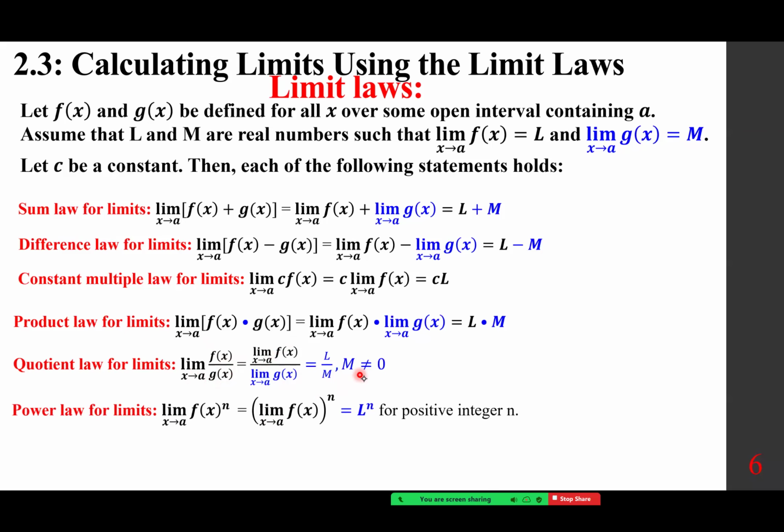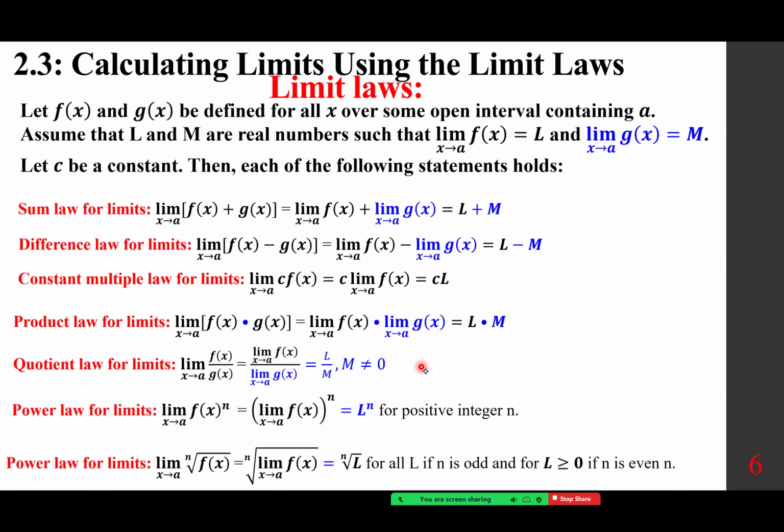We can add to it, like the power law: the limit of f of x to the power of n as x approaches a. You can take the limit of f of x as x approaches a and then raise it to the power of n, or L to the power of n. When you take a root, the nth root of f of x, and you take a limit, it's taking the limit first and then taking the nth root. In that case, for all L, if n is odd, if the index is odd, there is no restriction. Okay. If n is even, then L must be non-negative.